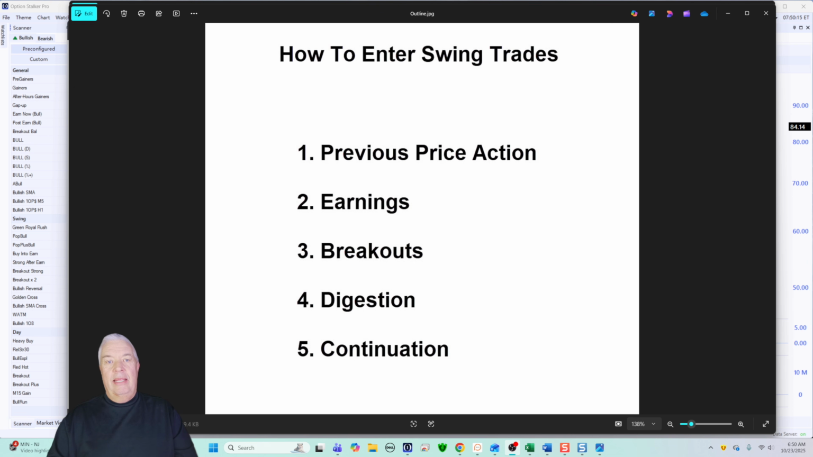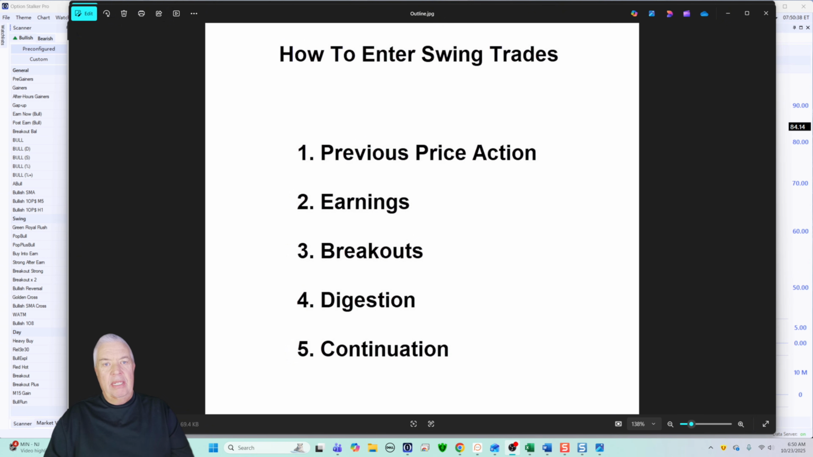What are the different things that we need to look at when we are swing trading, and particularly when we're swing trading after earnings announcements? Well, first of all, we want to take a look at the previous price action in the stock. Why? Well, because it's going to give us an idea of what the character of that company is, what the character of that stock is.